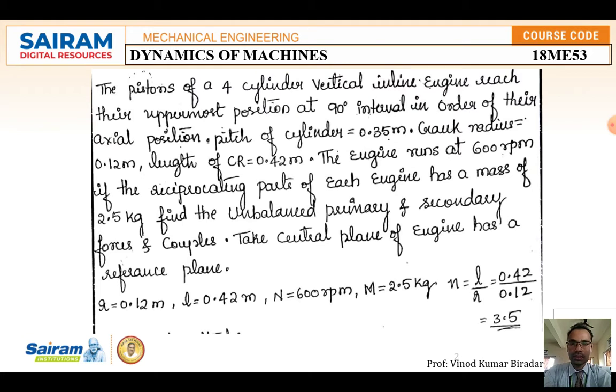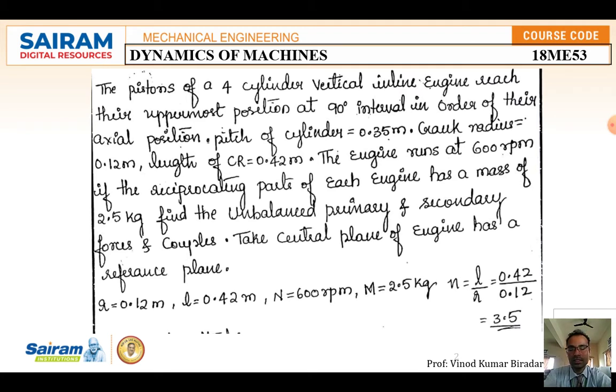So this is the given four-cylinder engine. The four cylinders are interconnected at 90 degrees, and the connecting rod length, speed and pitch length are given. We have to calculate the unbalanced primary and secondary forces induced in the slider crank mechanism, which is the given system. So the first step is to write down the given data here.